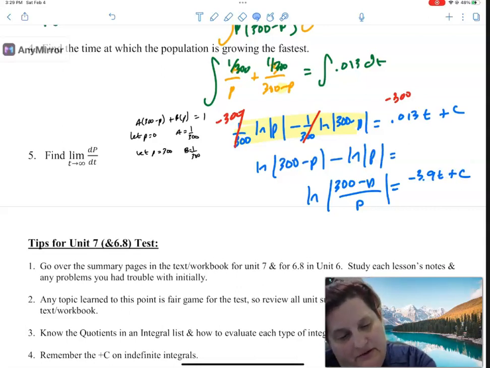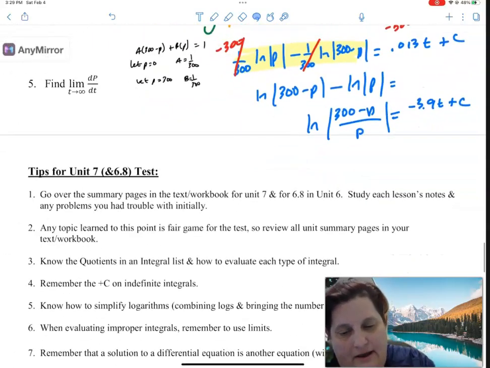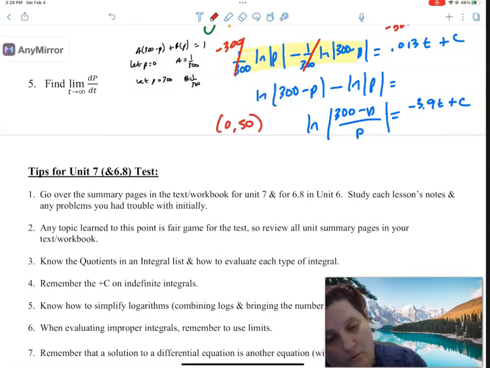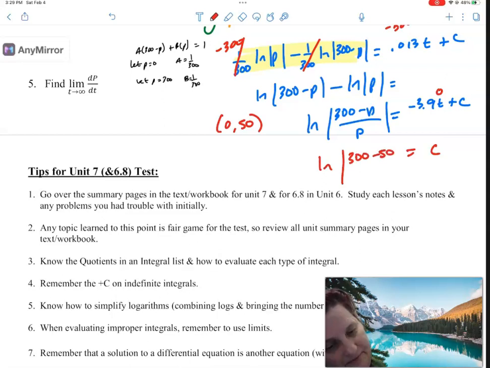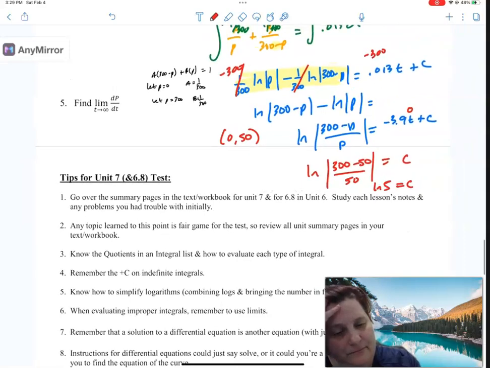Do I want to find my constant right now? Yeah, sure, why not? Okay, I can find my constant right now. The point I'm plugging in is when t is 0, p is 50, okay? When time is 0, that means that's just a constant. P is 50. So 300 minus 50 is 250, divided by 50 is 5, so C is ln of 5, okay?